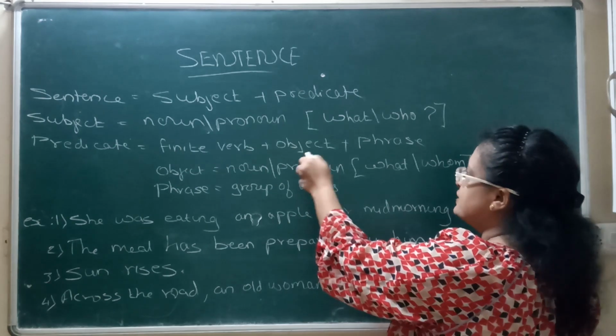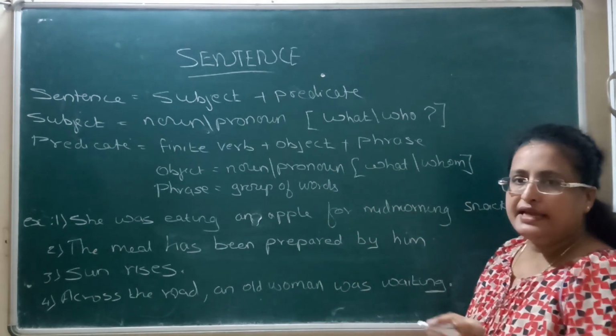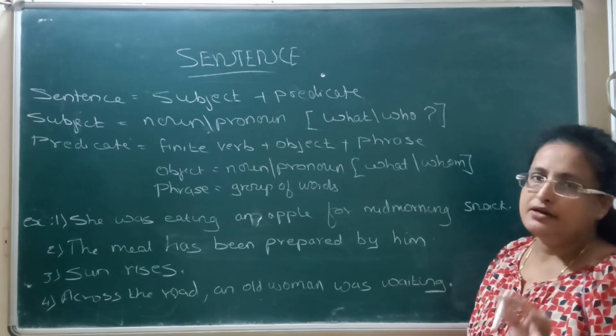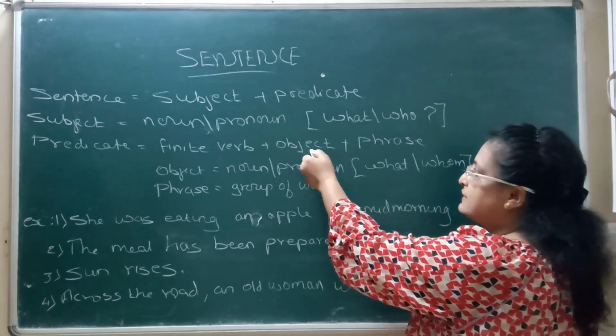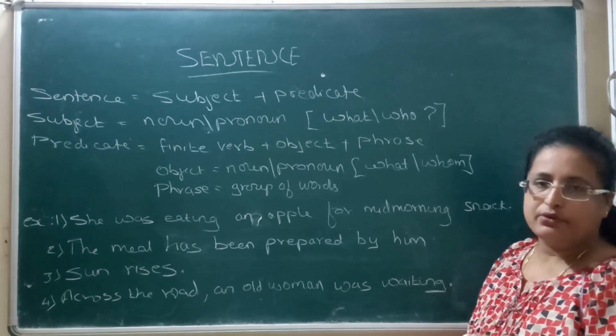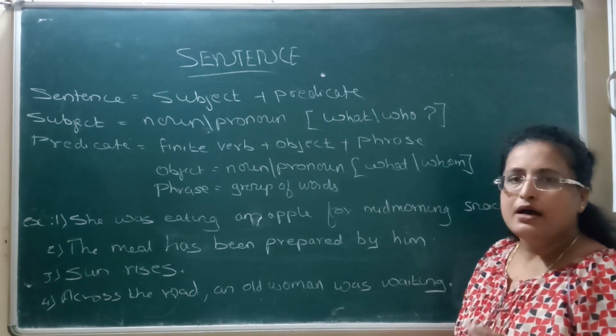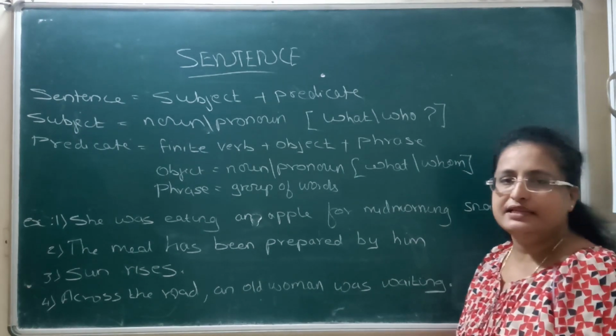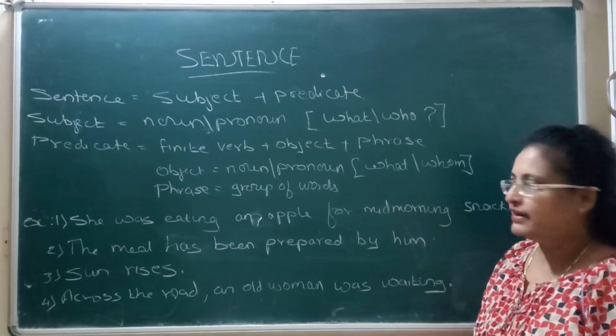It may have an object, it may have a phrase. The must-have content of a predicate is a finite verb. Object can be there, phrase can be there, that depends. A typical sentence will have all those, but without object and without phrase also you can frame a sentence. The basic thing is the predicate must contain a finite verb.